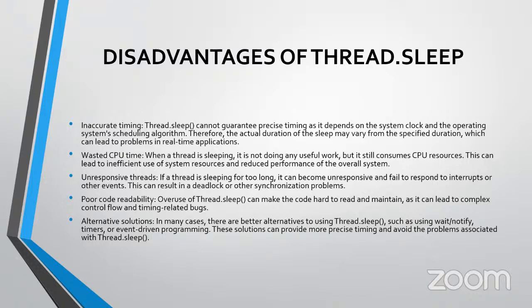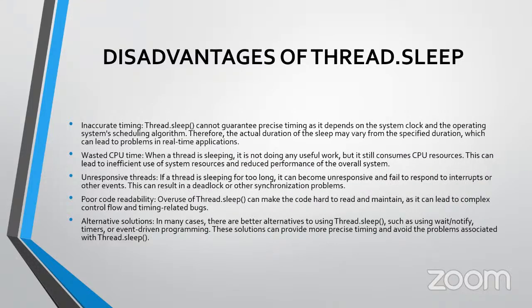Let's look at another disadvantage: wasted CPU time. When a thread is sleeping, it is not doing any useful work, but it still consumes CPU resources. This can lead to inefficient use of system resources and reduce performance of the overall system. We have another disadvantage, which is unresponsive threads. If a thread is sleeping for too long, it can become unresponsive and fail to respond to interrupts or other events. This can result in a deadlock or other synchronization problems.